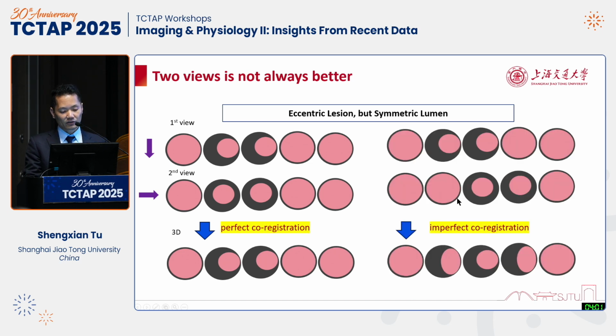However, if your 3D reconstruction is less optimal, with misalignment there, then you can see that the circular lumen will become elliptical. So actually, this is a subtle technical problem. Not many people are aware of that. If you do 3D, it's not always better, because sometimes you have imperfect correlation. Then your model will be less accurate, so you compromise your result. And this is another explanation.